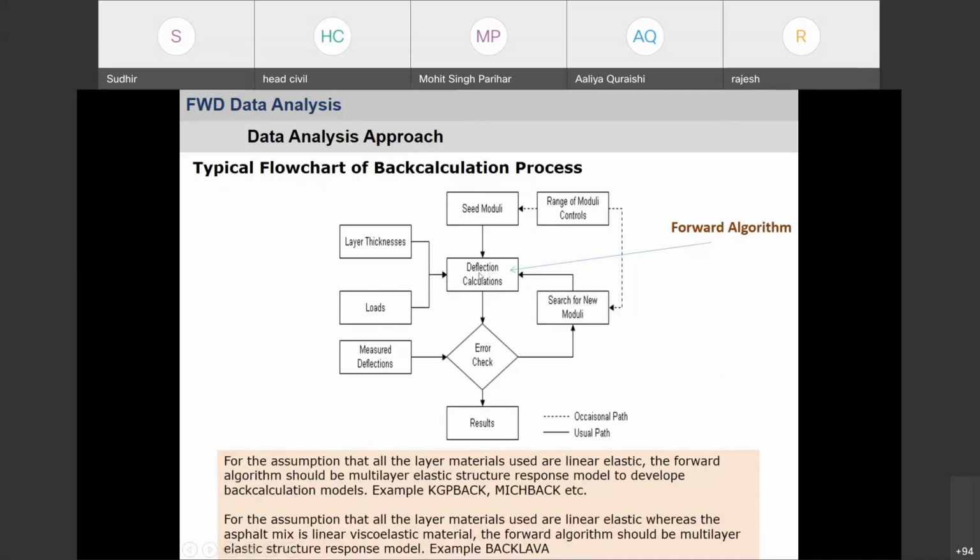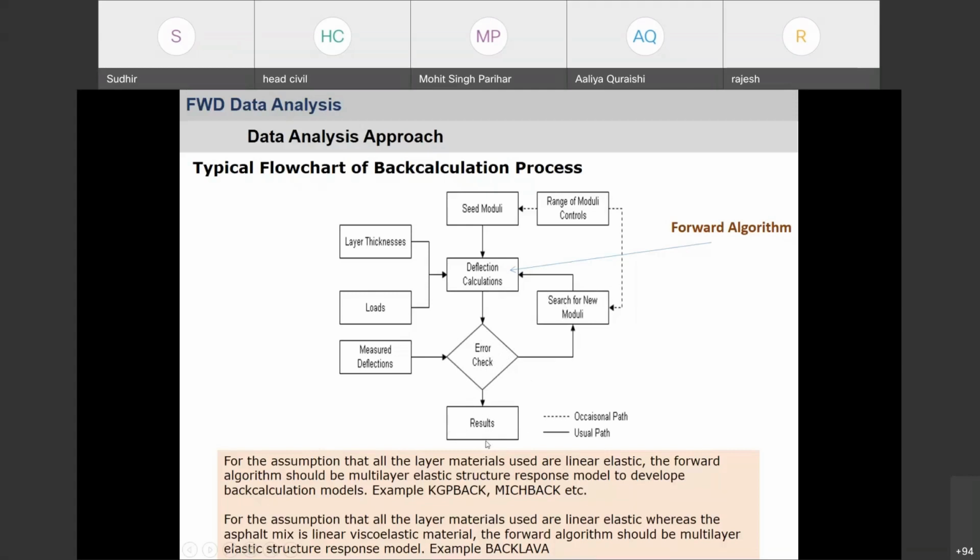The calculated deflections will be compared with the measured deflections to obtain the root mean square error, or any other definition of error, which will be minimized through an optimization technique. Iteratively, you will select new moduli values till the error has been minimized. The candidate solution at which the error is minimized gives the final in situ modulus values of the pavement layer structure.